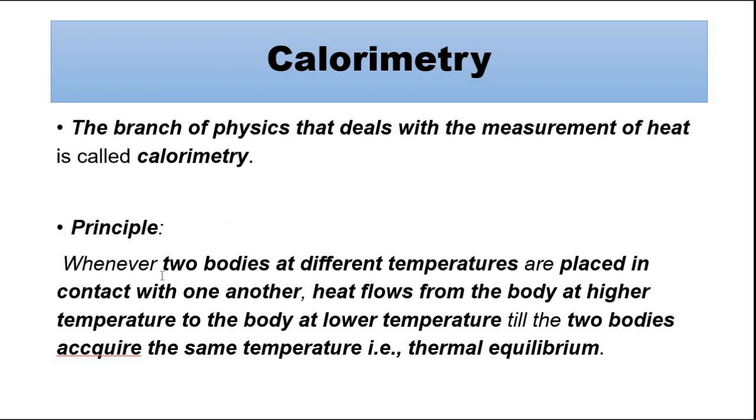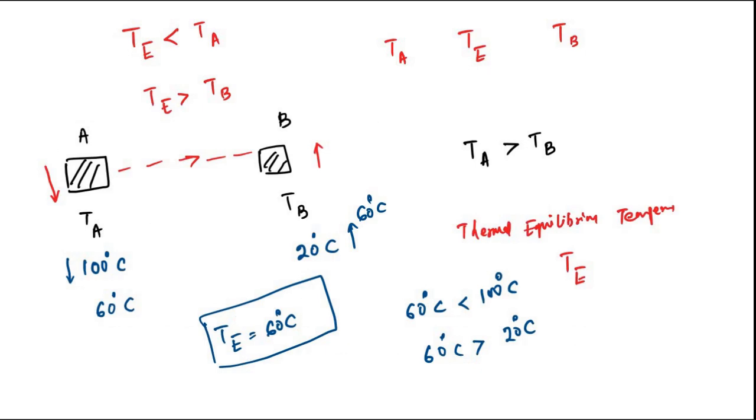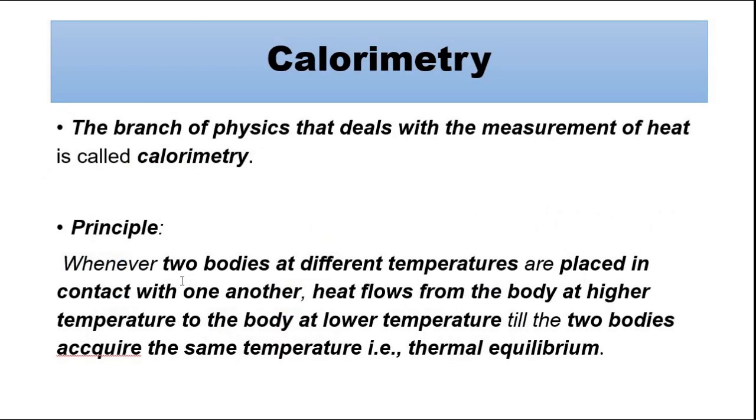So the basic principle of calorimetry is based on the concept of thermal equilibrium, which we just discussed. According to this principle, when two bodies at different temperatures, one higher, one lower, are placed in contact with one another, heat flows from the body at higher temperature to the body at lower temperature, till both bodies acquire the same temperature, that is the thermal equilibrium temperature. That is the basic principle of calorimetry.